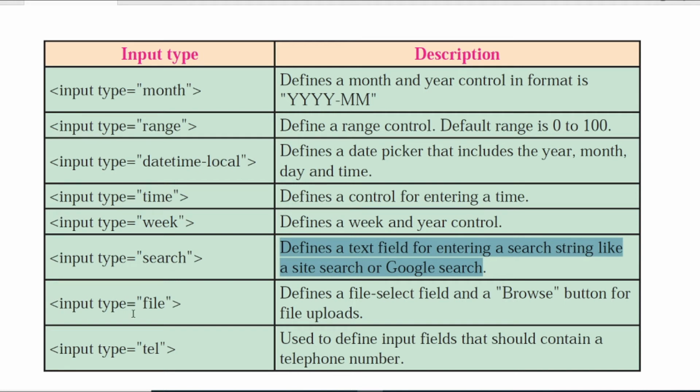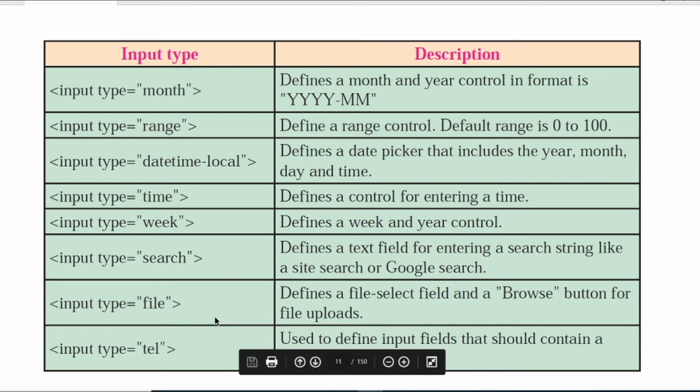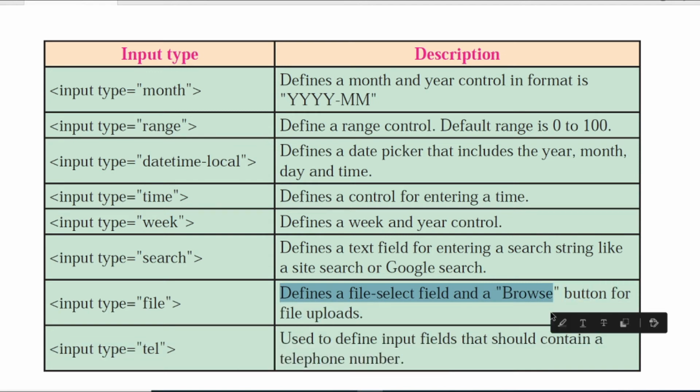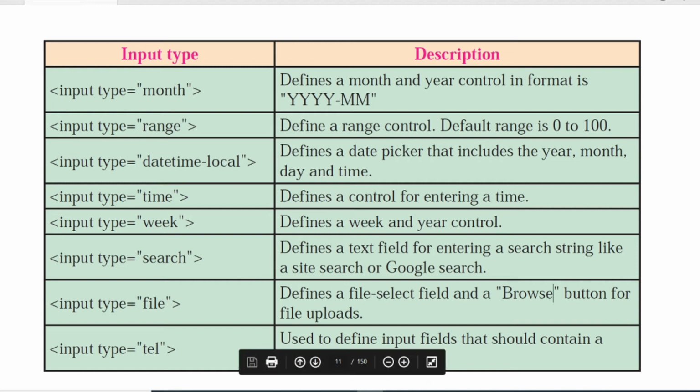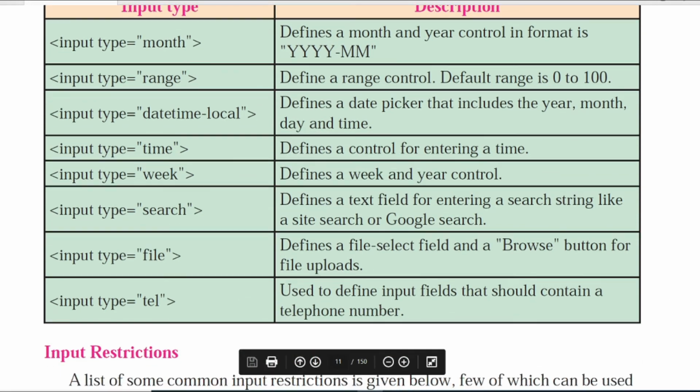Moving on to input type equal to file, you have come across many buttons or placeholders which provide you an option so that you can upload your pictures or files on the server of the website, like you post pictures on Facebook or Instagram. Similarly, input type equal to file defines a file select field and a browse button for file upload, so that the user can upload his or her respective files through a button called the browse button.